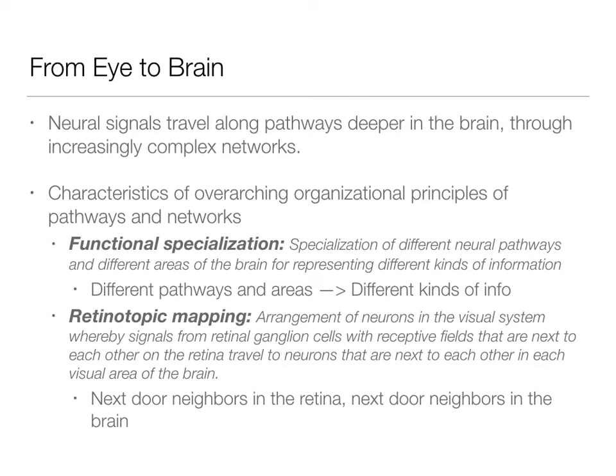Another idea that's important to know about how the brain is organized, especially for the visual system, is what's called retinotopic mapping. And this is the idea that when those retinal ganglion cells and receptive fields in the eye are next to each other, they're also next to each other in the brain. So if the signal is a next door neighbor in the retina, it's also a next door neighbor in the brain. So we'll see this kind of similarity in location. And we'll see this is important for different things like edge detection, contours, these sorts of things.